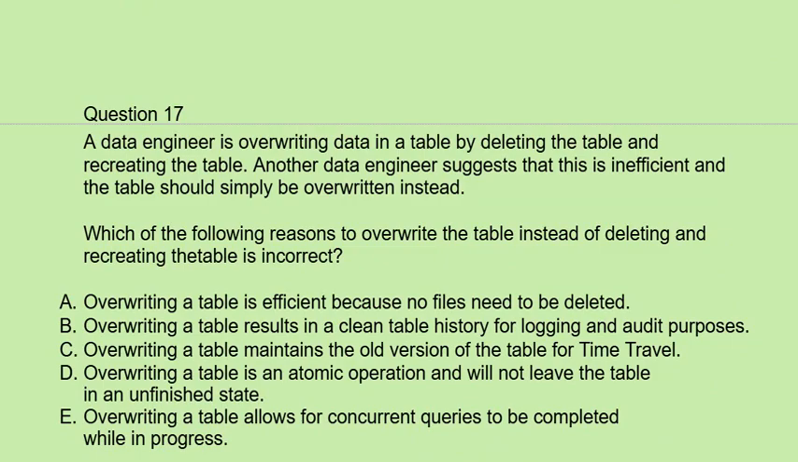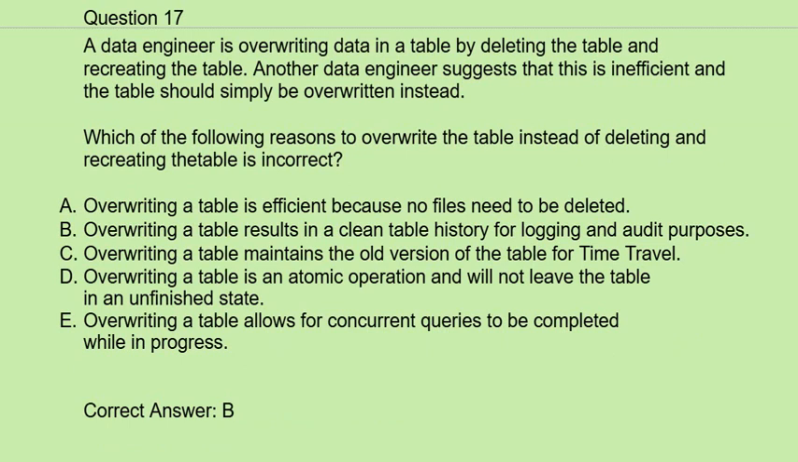Question is, a data engineer is overwriting data in a table by deleting the table and recreating the table. Another data engineer suggests that this is inefficient and the table should simply be overwritten instead. Which of the following reasons to overwrite the table instead of deleting and recreating the table is incorrect?